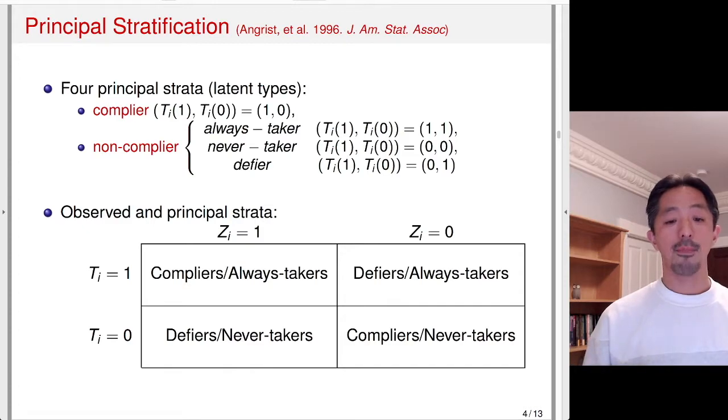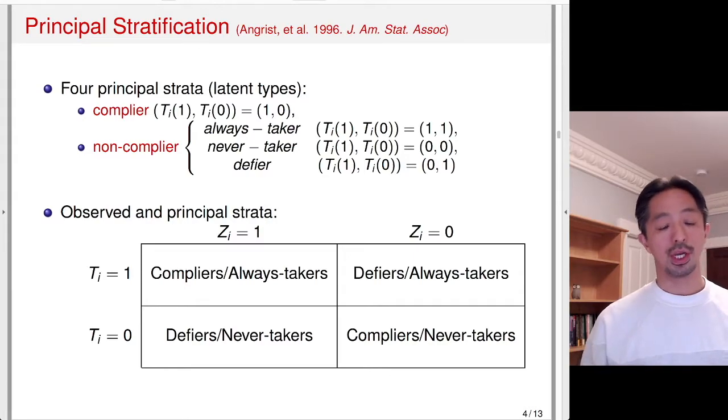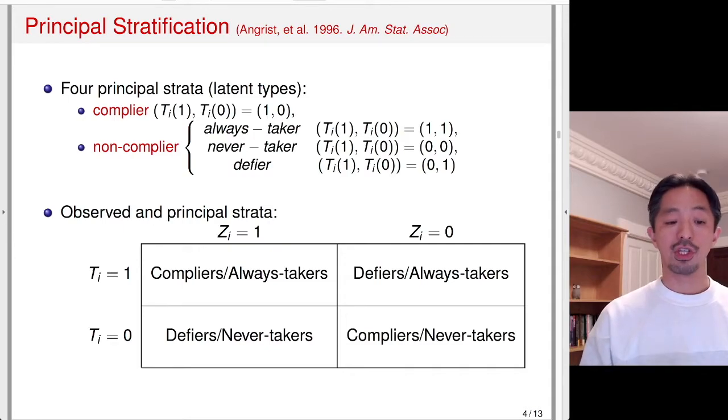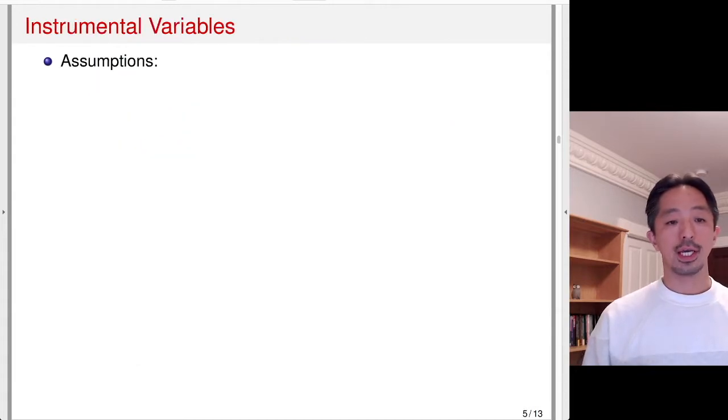Now think about the upper right cell, Z_i equals 0, T_i equals 1. These are the people who are not encouraged and still took the treatment. So they are either defiers or always takers, depending on what they would have done if they were encouraged. As you can see, in each of the four observed cells, there are two different types of principal strata. We know it's a mixture of the two types, but we don't know for any given individual whether that person is a complier or not. So what is the analysis we can do?